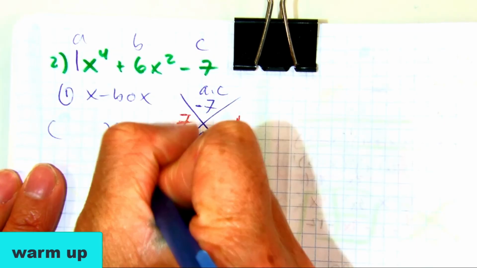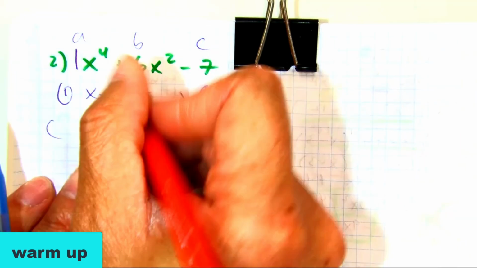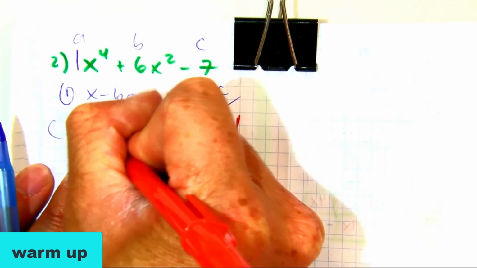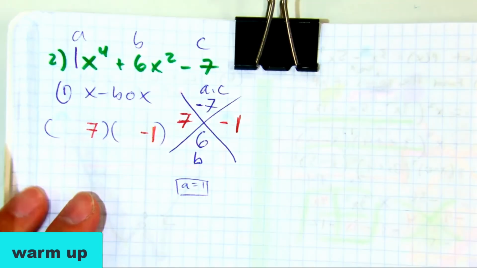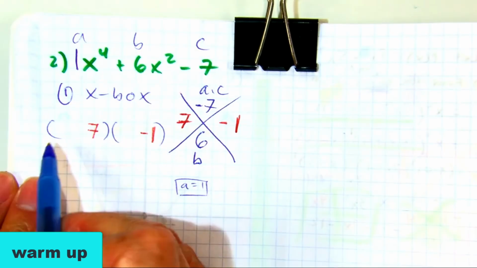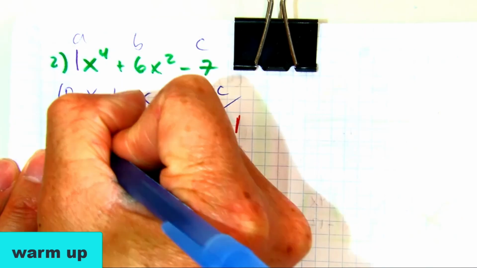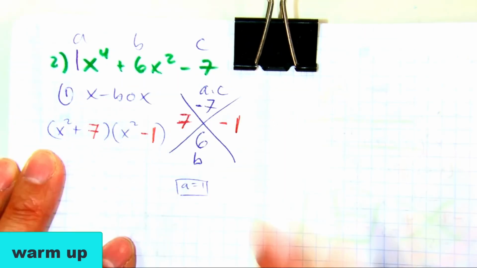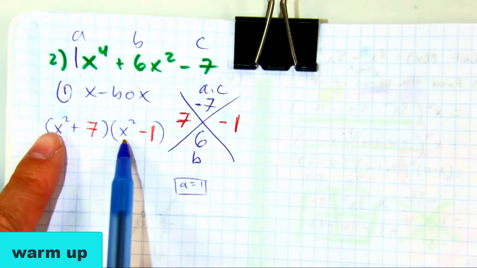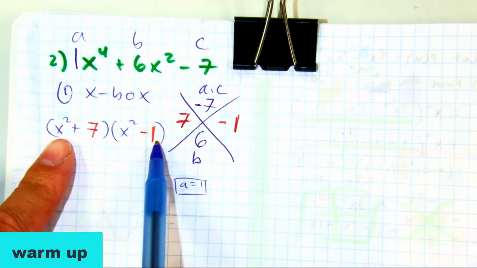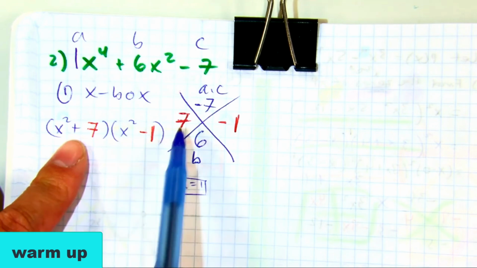So if I factor it, I'm going to have 7 and negative 1. Now, normally you would have written here x. What do you think I'm going to write here? X squared. How do I know that's correct? You can FOIL or use the box to multiply or distribute. That would be x to the 4th, negative 1x squared, 7x squared. You add those together, you get 6x squared, and multiply those, you get negative 7.